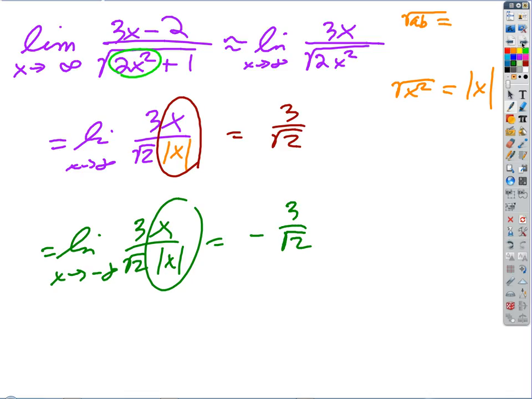So let's try one more of those for practice. Just tell me, what would this one be?